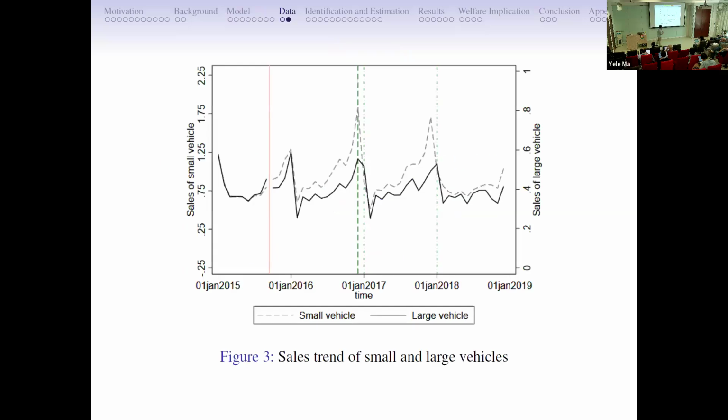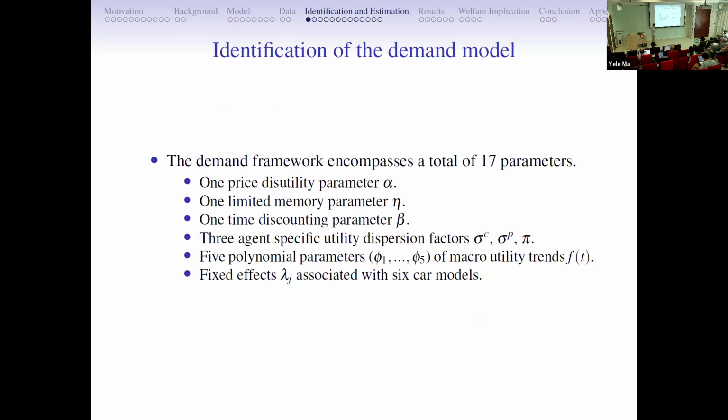Okay, here is a trend of the sales of both small vehicles and large vehicles. The first vertical red line represents the tax cut exogenously rolled out in October 2015. And the second line is the time when the government released the announcement that there will be two future tax rises. One is in January 2017, and the second is in January 2018. A takeaway from here is that when the households know the tax announcement one month in advance, the bunching we observed here is significantly higher than the second time. So we trace the reason behind the pattern, and later we build a theoretical framework.